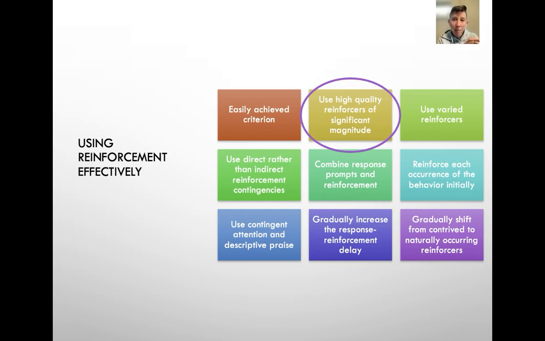If I had that same contingency and I made the break only 30 seconds, it's not going to be effective if that student isn't reinforced by only 30 seconds of a break. So we want to make sure that we're using high quality reinforcers, things that actually matter to that person. If they get to choose, it's even more likely that that's the case. But we also want ones that have significant magnitude, so the right amount for that person or that behavior.